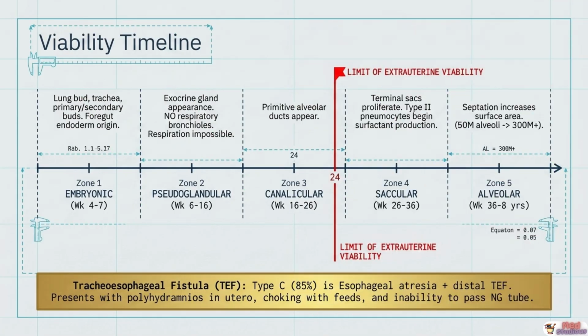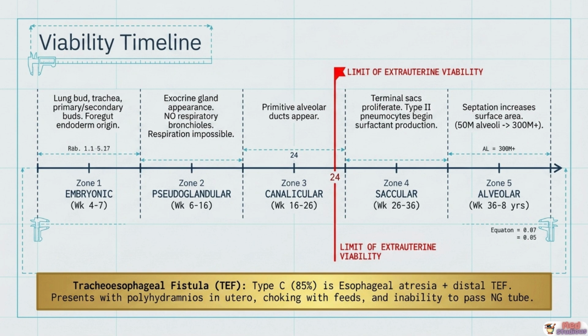Lung development unfolds across 5 sequential, overlapping stages, and this viability timeline is one of the most heavily tested concepts in respiratory embryology. The embryonic stage, spanning weeks 4 through 7, establishes the lung bud, trachea, and the primary and secondary bronchial buds, all arising from foregut endoderm.